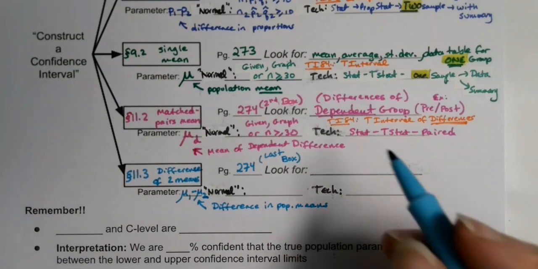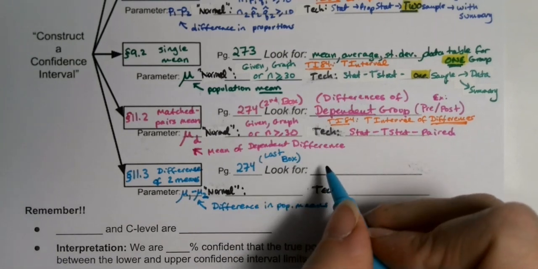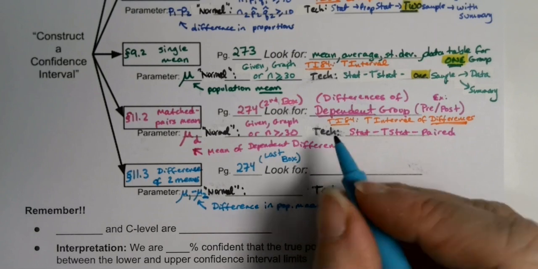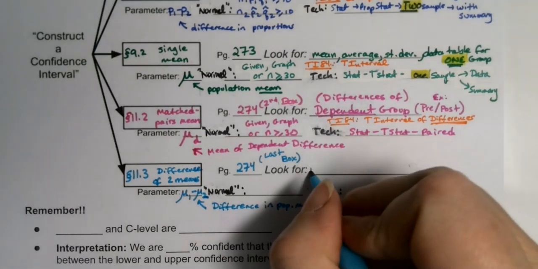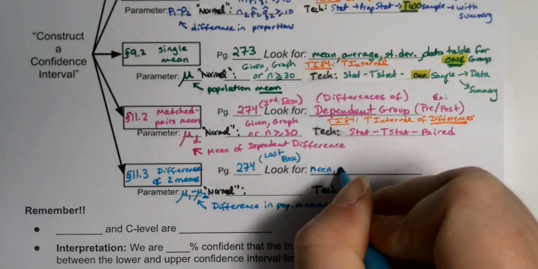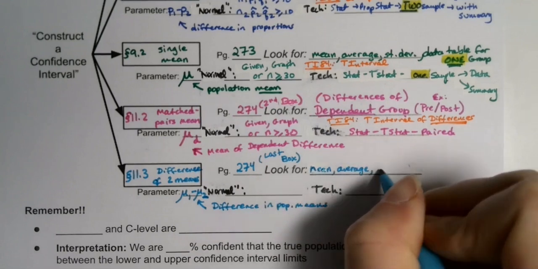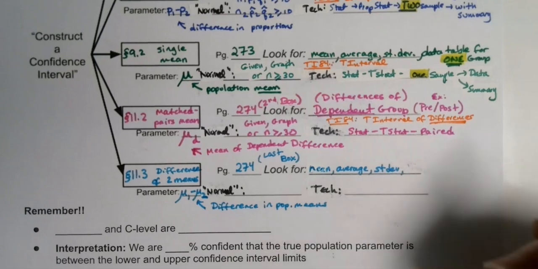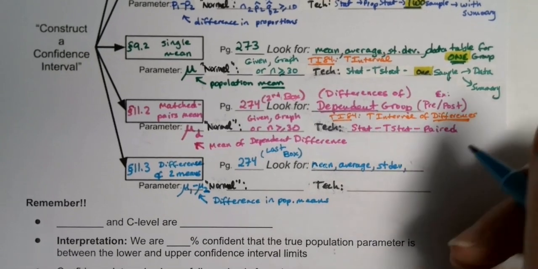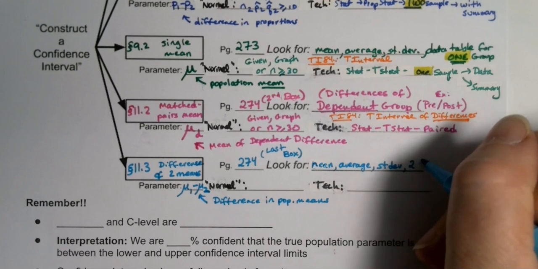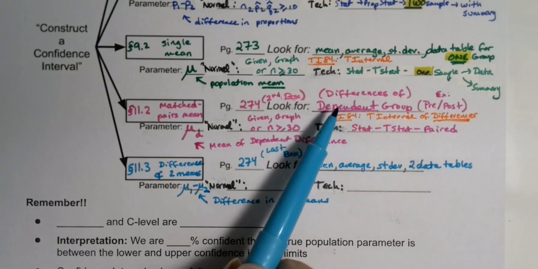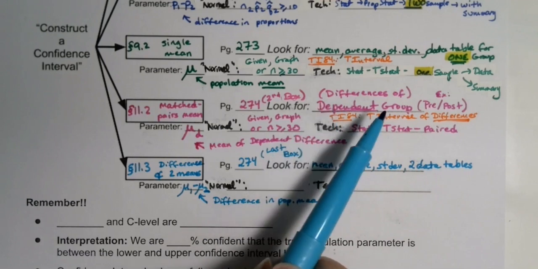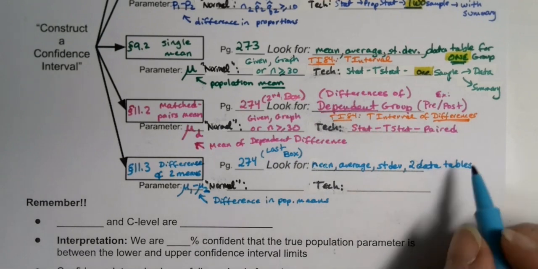So this one, you're going to look for, well, quite frankly, two separate groups, right? So it's the mean and average. So you'll see the word means in there. You'll see average in there. You'll see standard deviation flying. If you have data tables, right? So it'll be two data tables. You'll have to have one for each group, as opposed to this one, which is really one data table, but with two columns in it because there's a pre and a post. This one's two data tables because this is all for two separate groups.